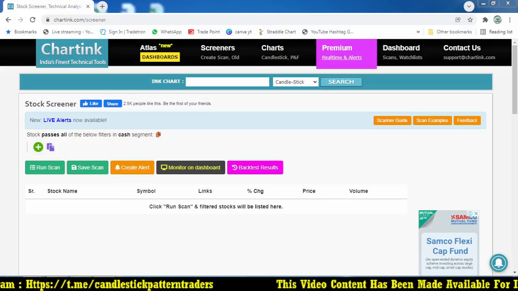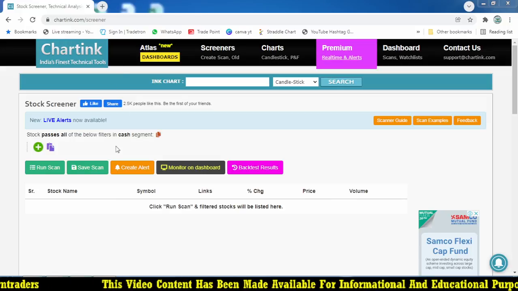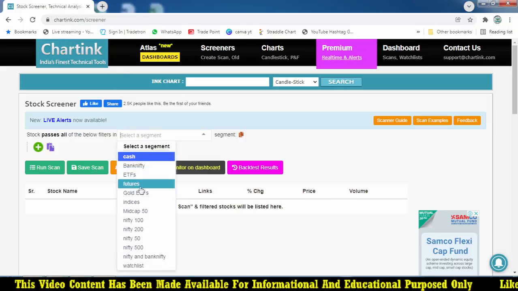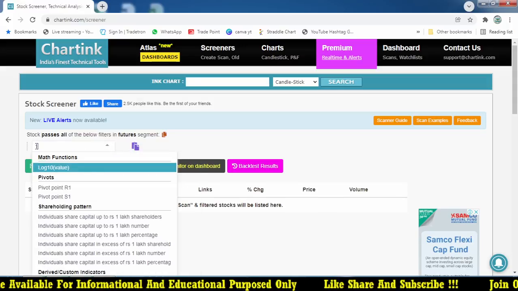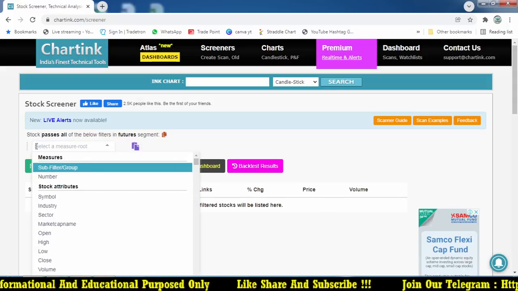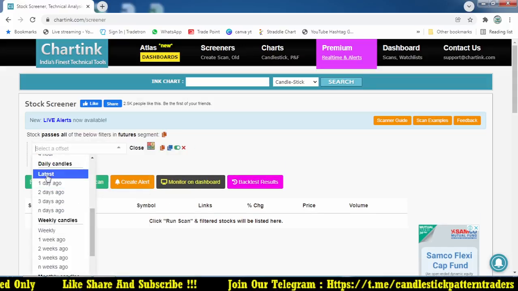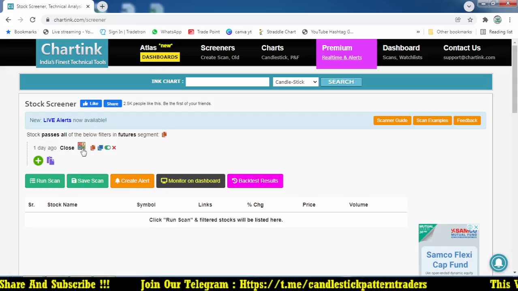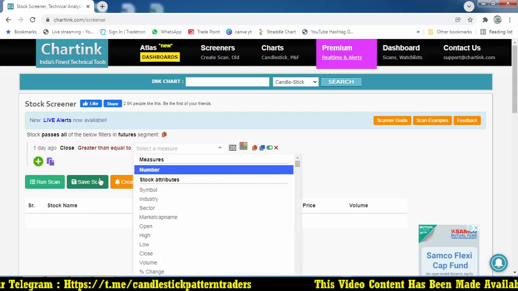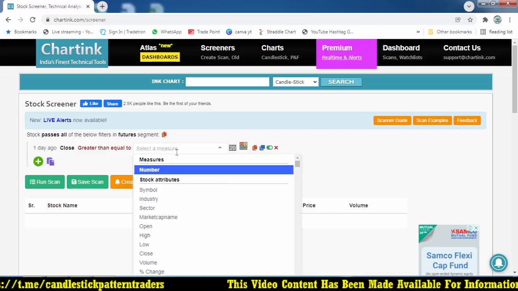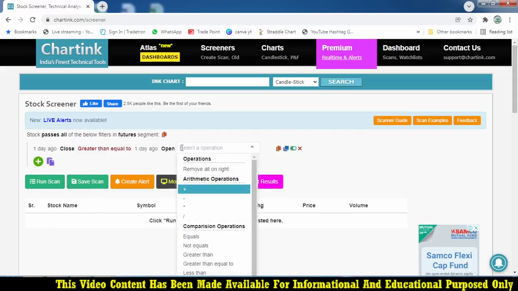So let me try it out. The scanner which I am using for futures and options, simply we are going to make the scanner with the futures. Here we are going to create a doji. So the close price, let me try it with 1 day ago close greater than or equal. This will help you find the stock which forms a doji yesterday.